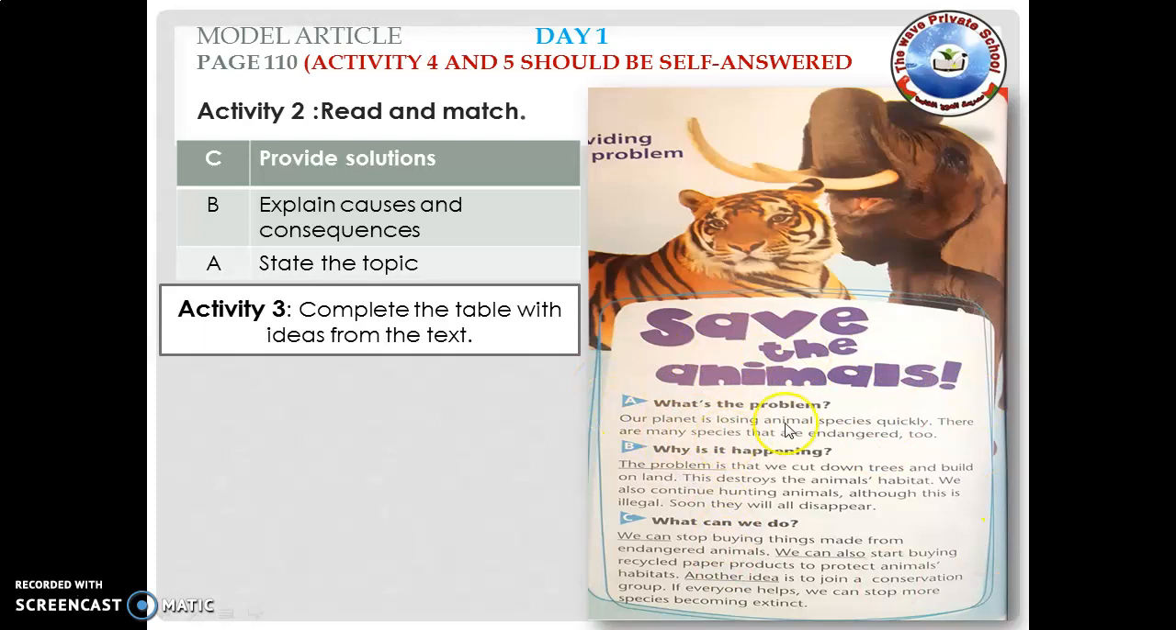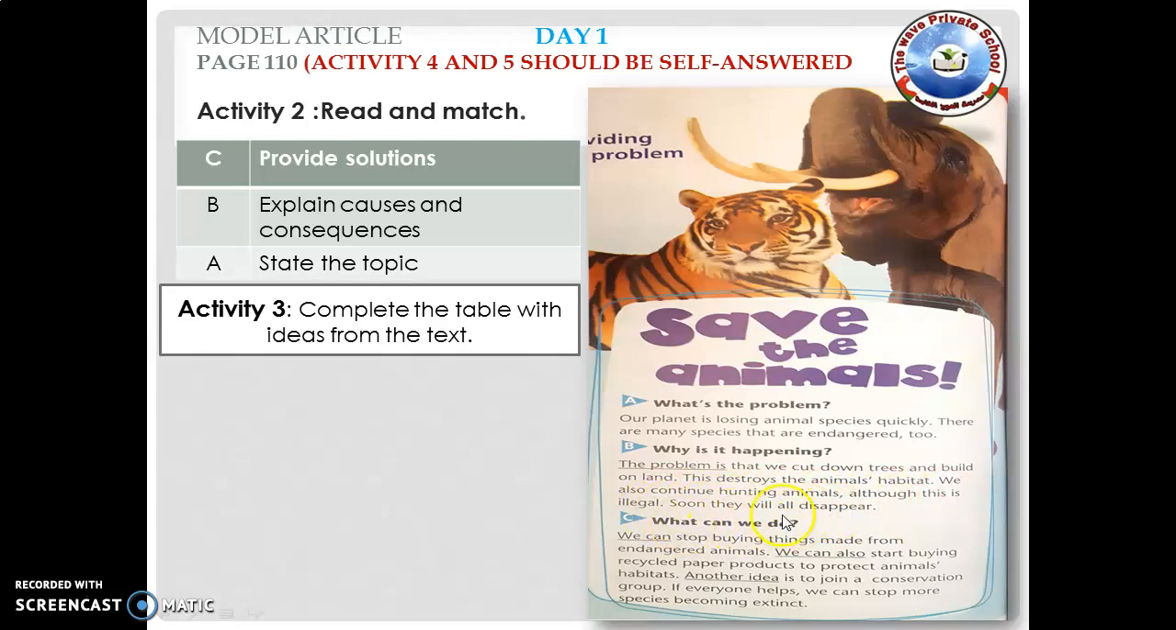Our planet is losing animal species quickly. There are many species that are endangered too. Why is it happening? The problem is that we cut down trees and build on land. This destroys the animal habitat. We also continue hunting animals, although this is illegal. Soon they will all disappear.